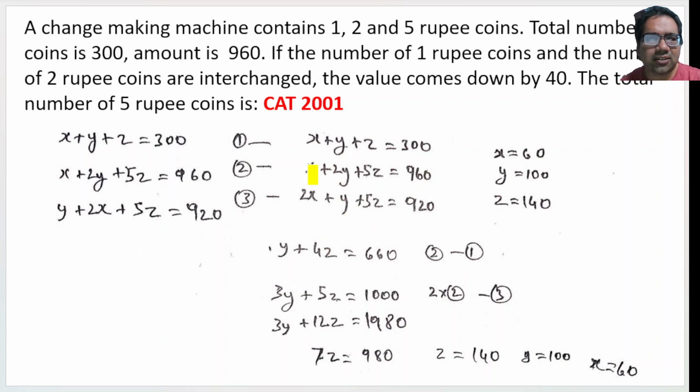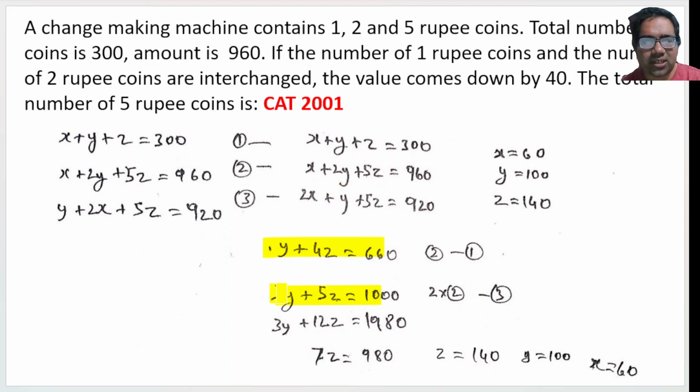Right. Then let's eliminate x from the other two equations. What do we do? Let's multiply the second equation by 2 and then subtract the third equation. That is 2 times x, 2x minus 2x, these two will cancel. 2 times 2y, which is 4y, minus y, which is 3y, and 2 times 5z, 10z, minus 5z is 5z, and 2 times 960 minus 920, which is 1920 minus 920, which is 1000. Right. We got this equation and this equation. This one from the first two, this one from the second two.